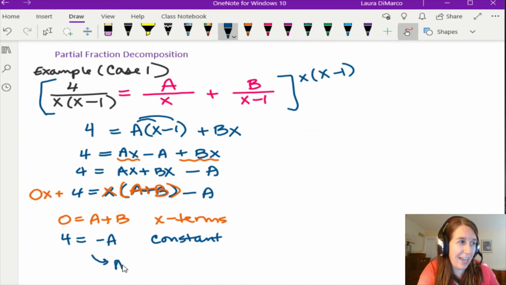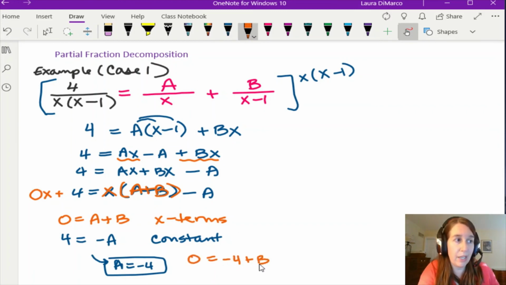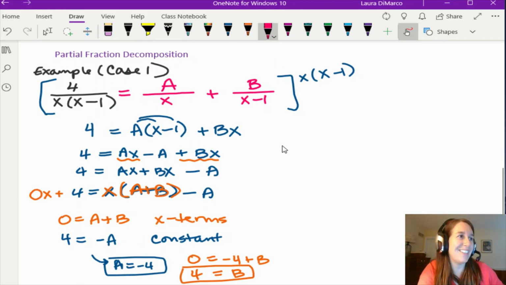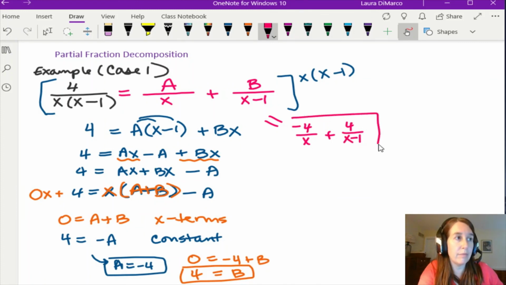We have a is negative 4, right, just from the second equation. So then in the first equation, if we plug in 0 equals negative 4 plus b, we get b is equal to 4. So we've already found our answer. So exciting. This is equal to negative 4 over x plus 4 over x minus 1. Okay, so this is the same. So we actually have a negative 4 and a positive 4 there. We need to work those out every time. They don't really follow a good pattern.